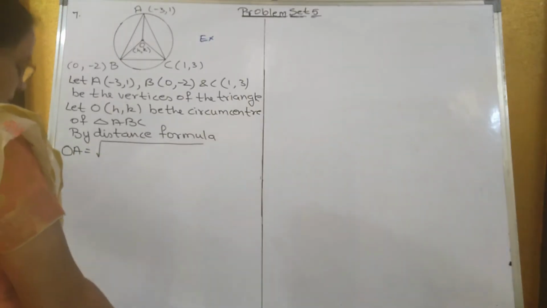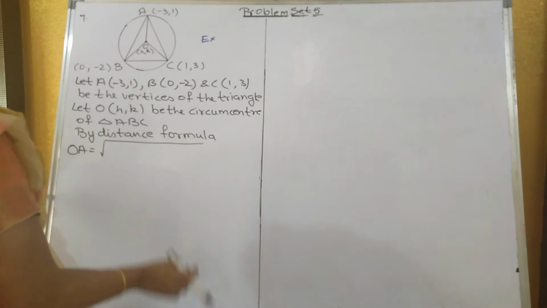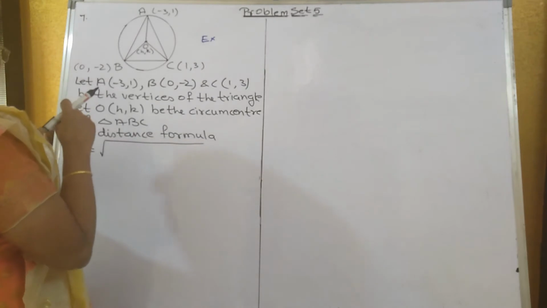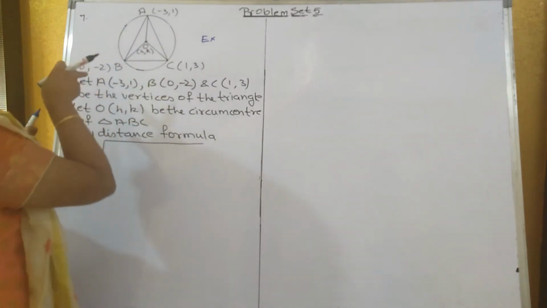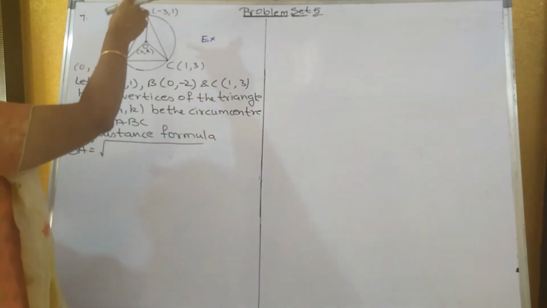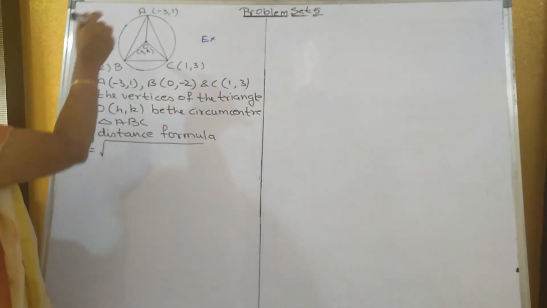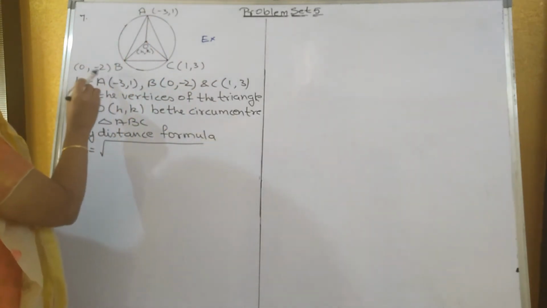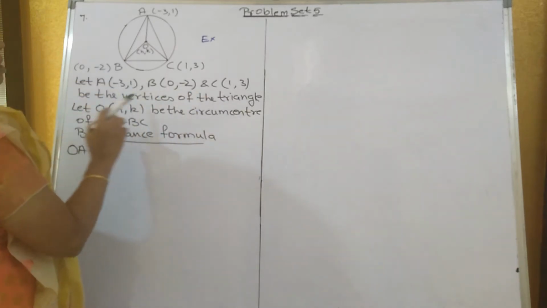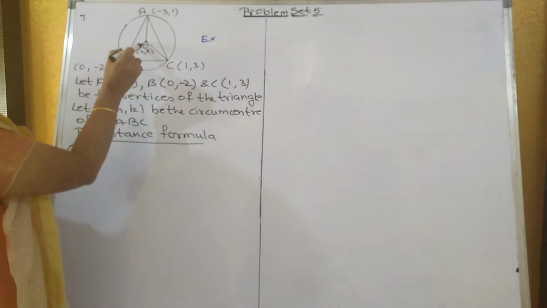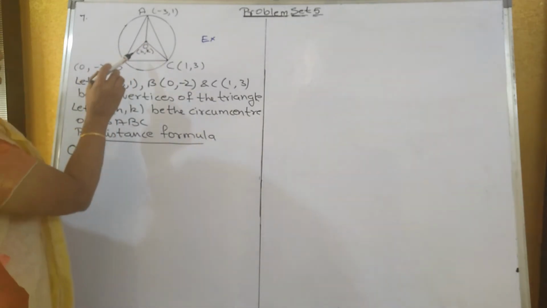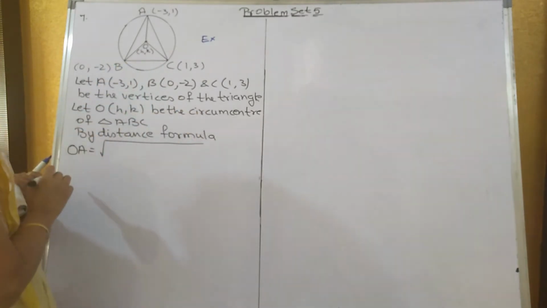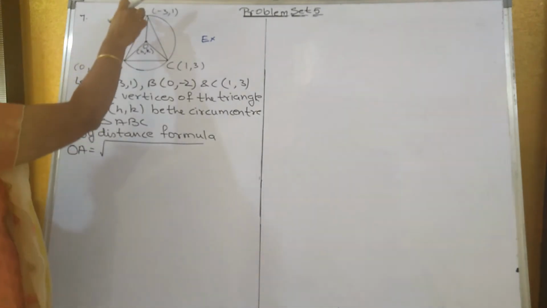Now problem set 5, sum number 7. Now they have given that find the coordinates of circumcentre of a triangle. So here the circumcentre O of triangle of vertices -3, 1, 0, -2 and 1, 3. So let us take the vertices of the triangle as A, B, C, and A is -3, 1, B is 0, -2 and C is 1 and 3, and O is a circumcentre. So let O, H, K be the circumcentre of triangle ABC. By distance formula we will find out OA, OB and OC.